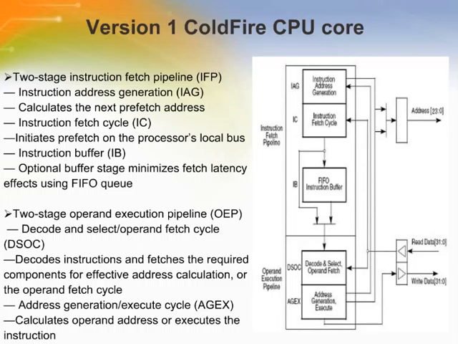Because the IFP and OEP pipelines are decoupled by an instruction buffer serving as a first-in, first-out queue, the IFP is able to prefetch instructions in advance of their actual use by the OEP, thereby minimizing time stalled waiting for instructions.